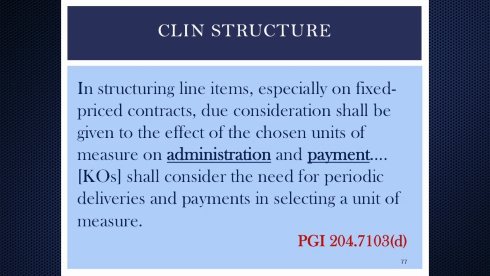204.7103(d), and it says that in structuring your line items, especially in fixed price contracts, which is all we do in DoDEA, due consideration shall be given to the effect of the chosen units of measure on two things: administration and payment. A lot of times we break up the CLIN structure because it makes the most sense to us, but we really don't think about how that's going to affect the administration of the contract or the payment to the contractor. That ends up creating problems for us later down the road when we do our cradle-to-grave contracting and we're in the post-award administration process.